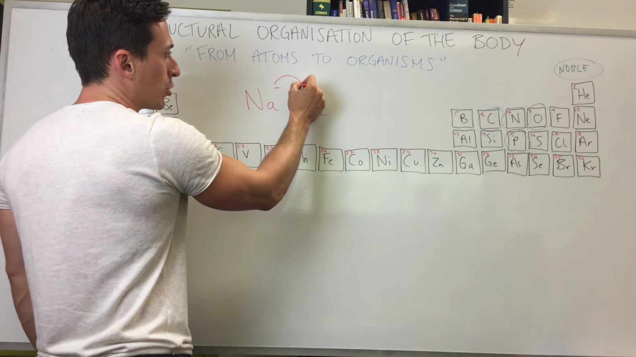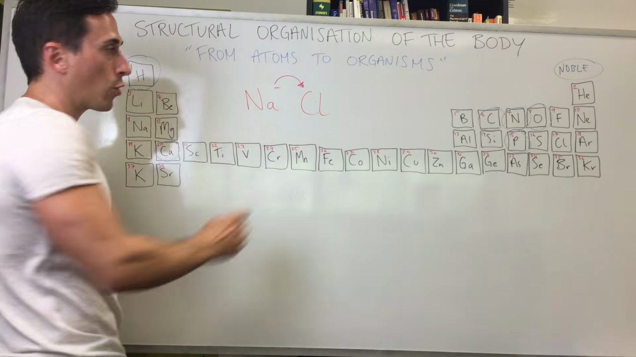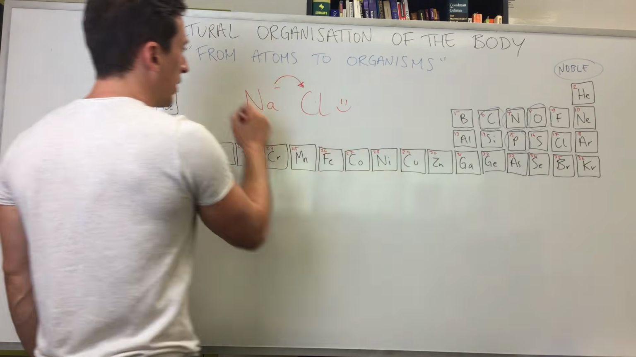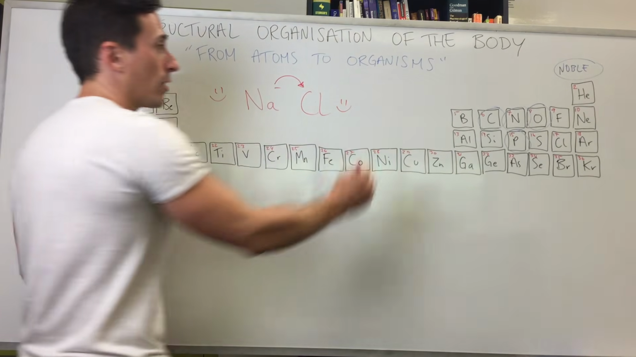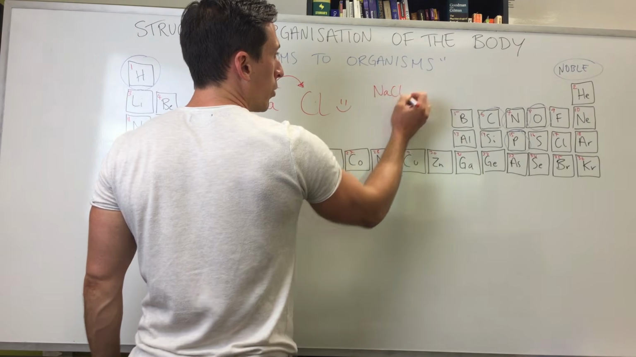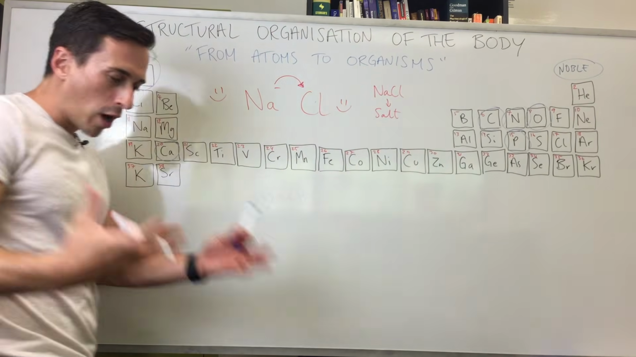What a perfect relationship. That means sodium can give its electron to chloride. Chloride will be happy. Sodium will be happy. And now they've bound together. And what do they form? They form sodium chloride. And what do you know sodium chloride as? That is salt.